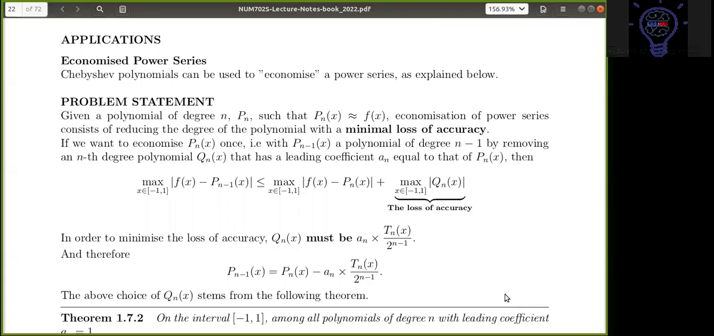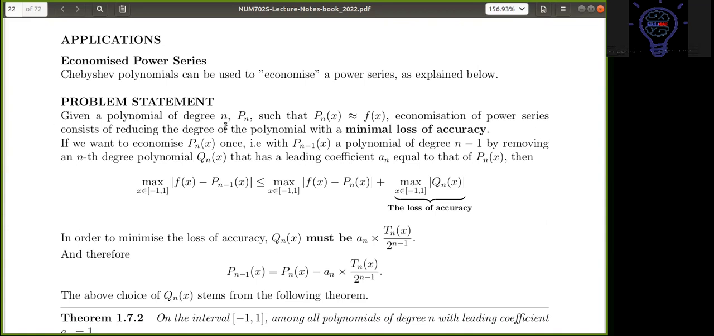Let's tackle some of the applications of the Chebyshev polynomial. The first application is economized power series. So what is economized power series all about? The problem statement is given as follows.